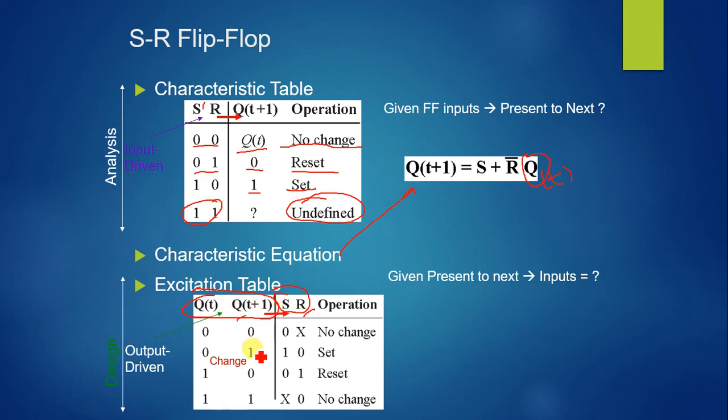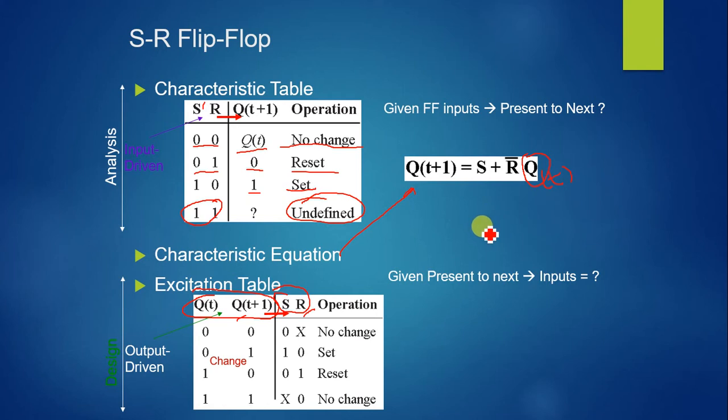The excitation table is an output driven table. That means your outputs will define your inputs. Excitation is nothing but what input will yield what output. That is what the excitation is. Just imagine your bike. If you raise your accelerator, there is a possibility of moving forward on your bike or a scooter. So it is output driven.